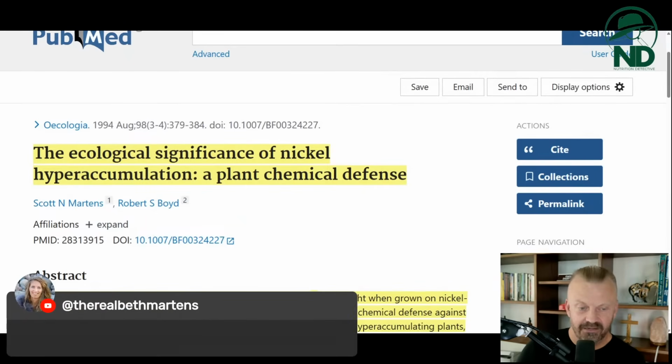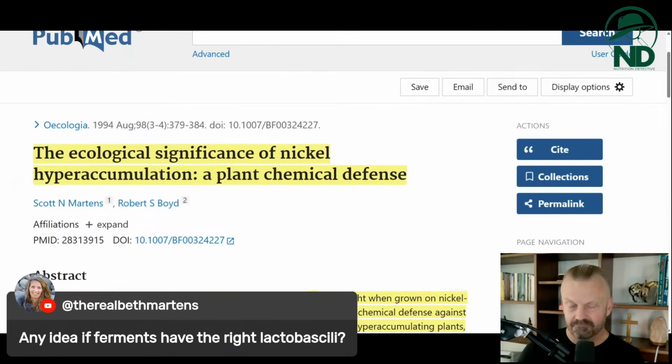Beth is saying, any idea if ferments have the right lactobacilli? No, but there's actually, I forget what they call it, biological transmutation or transformation, where certain bacteria in your gut can turn into other bacteria? This is in the research. So when people think you have to take this probiotic to get it back in your system, no, other bacteria could literally transform into what you need, if we change the environment to what it's supposed to be for that.